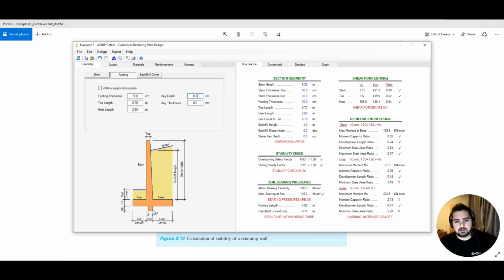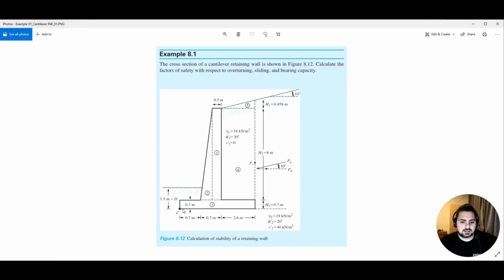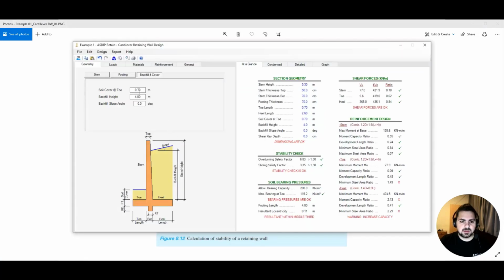Now, there are other ways in which we can reduce our sliding factors, which are increasing my heel length, increasing my toe length, increasing the amount of backfill. So these are all options based on our situation, our condition, and what we need. Now we can go to our backfill cover. The soil cover at toe is, if we go back here, 1.5 minus 0.7. This is the soil depth from here to here. So it's 1.5 minus 0.7, which will give us a value of 0.8.